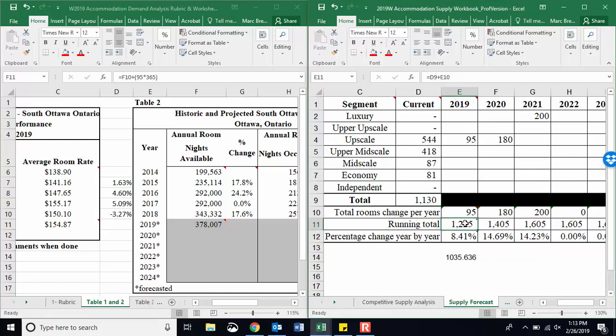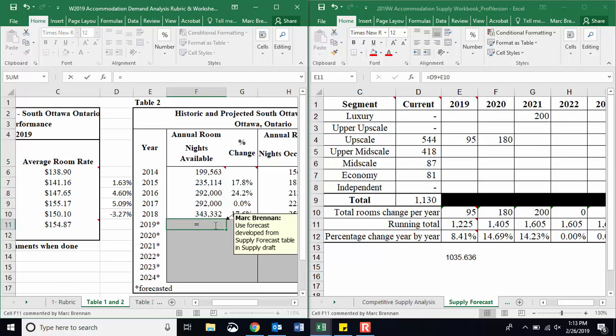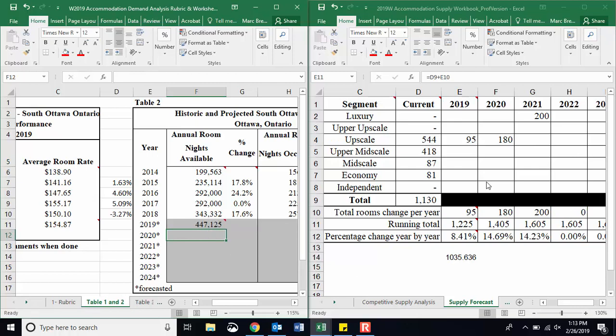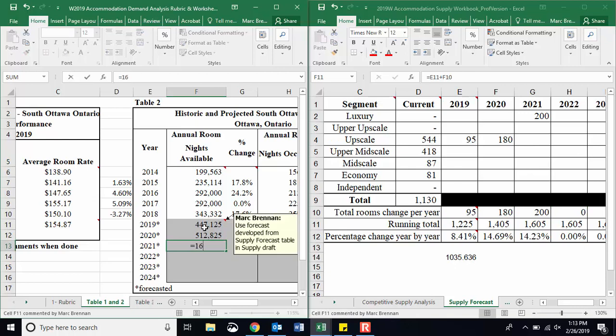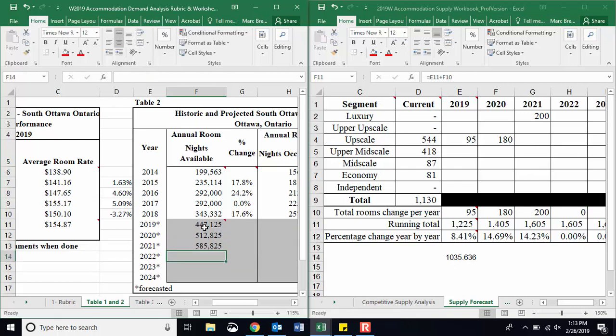So it doesn't quite work out. Really, we need to use this running total number is what we should have in these. So we should go 1,225 times 365. For 2020, what's the running total? 1,405, so 1,405 times 365. For 2021, 1,605 times 365.